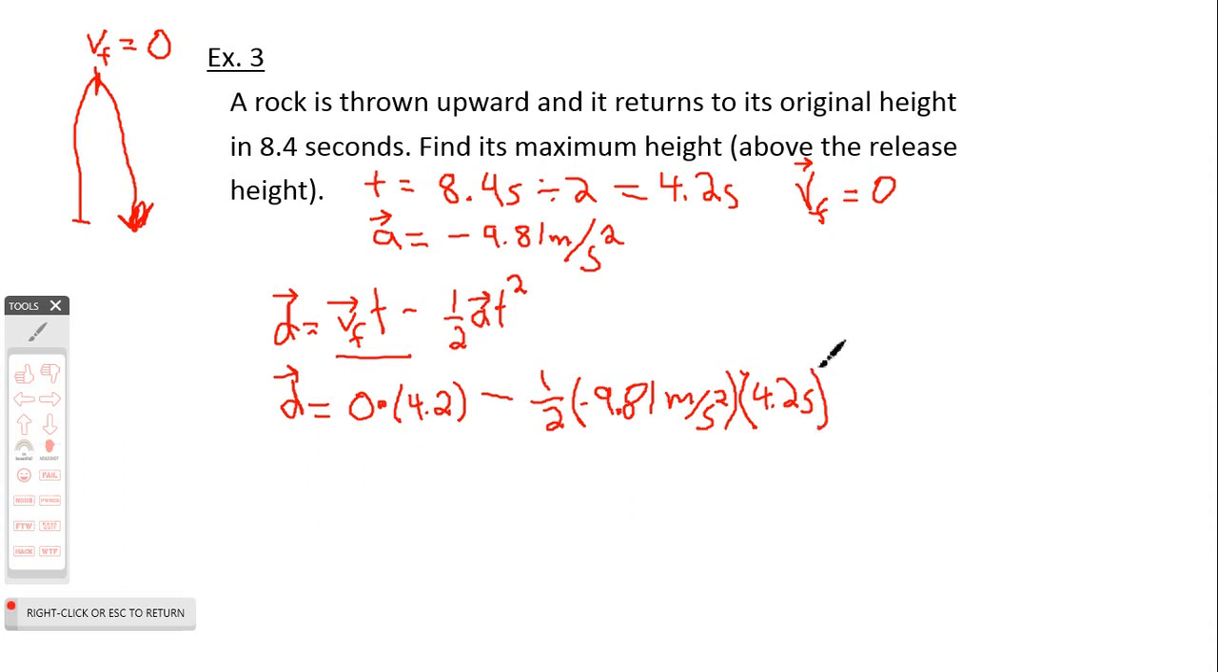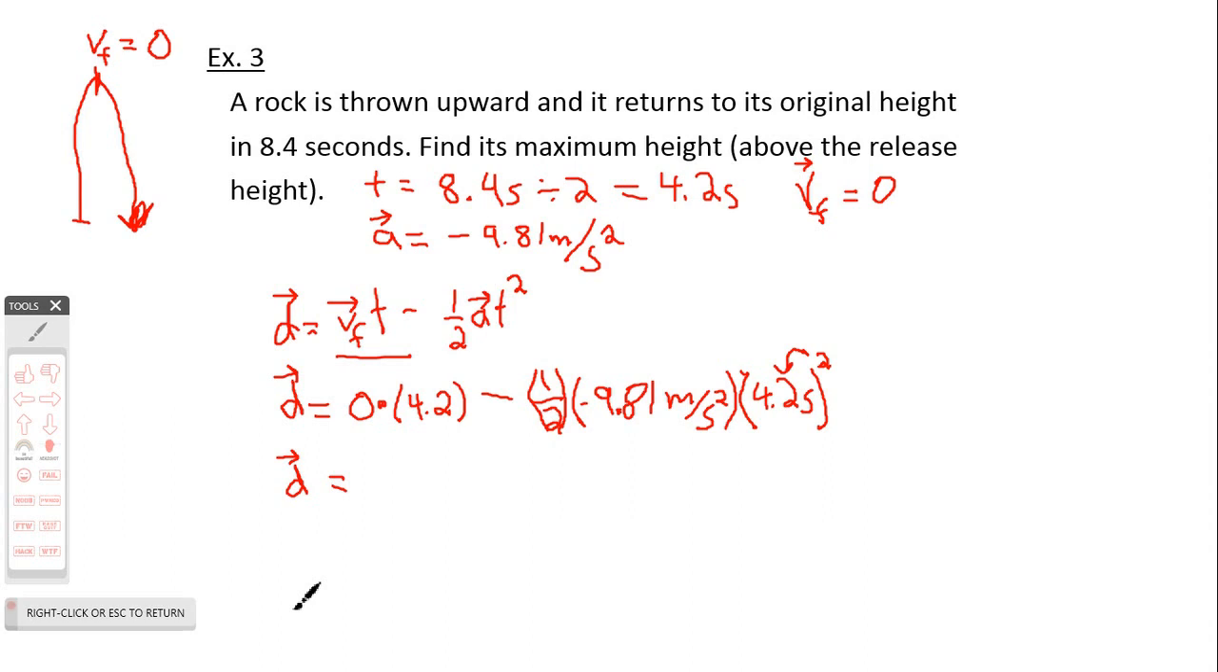Which makes this whole equation even simpler, because the whole first term is going to be 0 times time, which is just 0. So my displacement, or maximum height, my distance, is going to equal, for the sake of completeness, 0 multiplied by 4.2 seconds, minus 1/2 times negative 9.81. And again, I've got a minus and a negative in here, so my displacement is going to be positive, which makes sense because it's moving upwards.